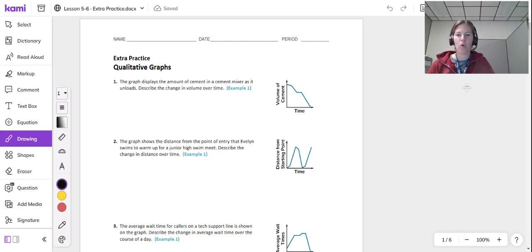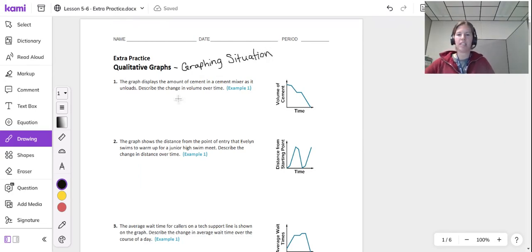Today we are talking about qualitative graphs. This is also talked about as graphing situations. So we're going to be talking about different situations involving time and distance or volume or amount of something. So we are going to be graphing situations.